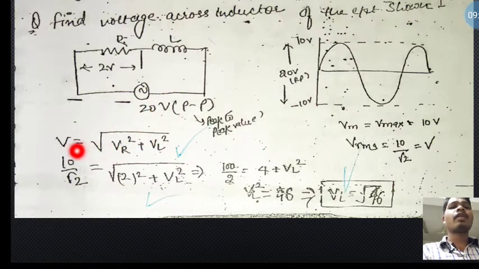So we know the total voltage is equal to root over of the voltage across the resistance squared plus the voltage across the inductance squared. The total voltage, 20 volts, is given. So for the RMS value, 10 divided by root 2 equals root over of Vr, the voltage across the resistance, 2 volts squared, plus Vl, the voltage across the inductance. After taking the root to this side, you will get 100 divided by 2, which is 4, 2 squared is 4, plus Vl squared. So Vl squared is equal to 46, or Vl is equal to root over of 46.